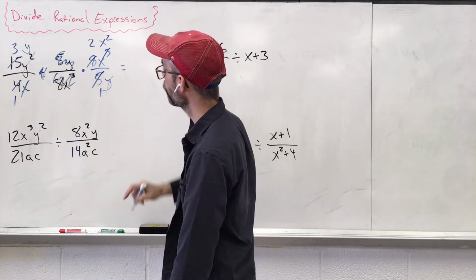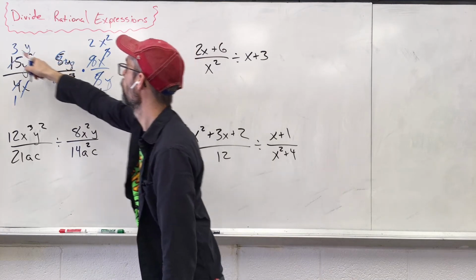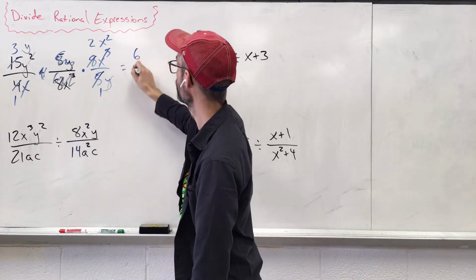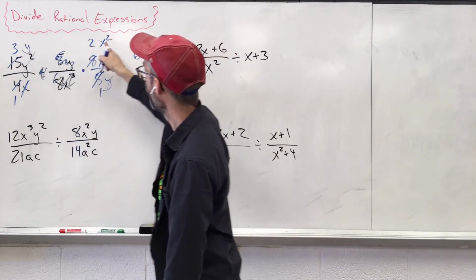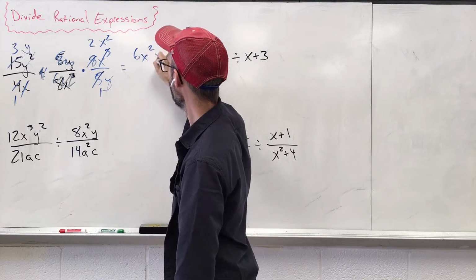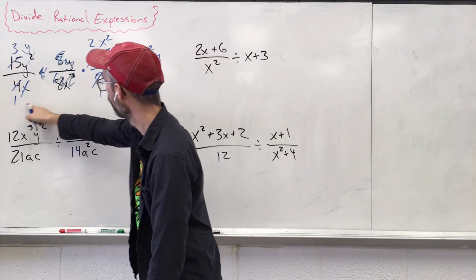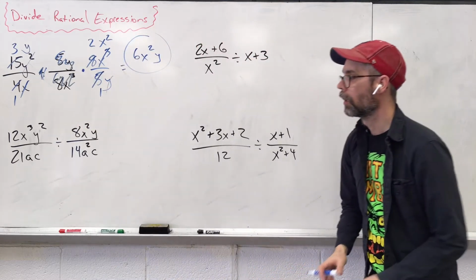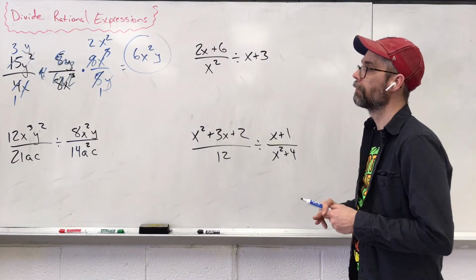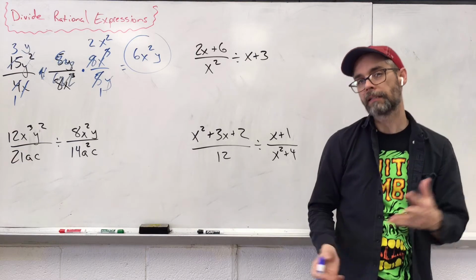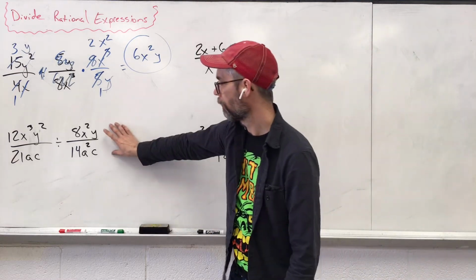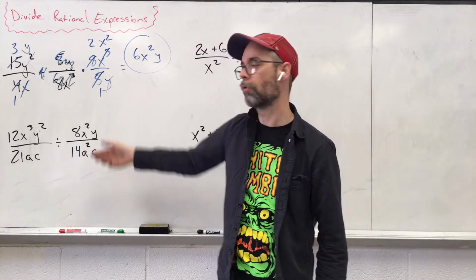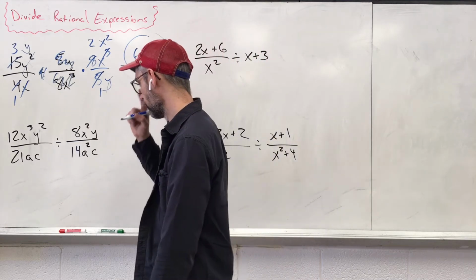And what are we left with? 3 times 2, 6, y and x squared, so x squared y. And then on the bottom, 1 and a 1, we don't need anything, you're done. So the only difference is we're multiplying instead of dividing, and this second fraction, we have to do the reciprocal. So we multiply by its reciprocal.